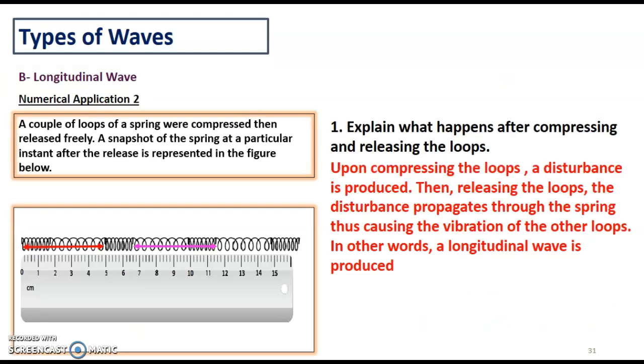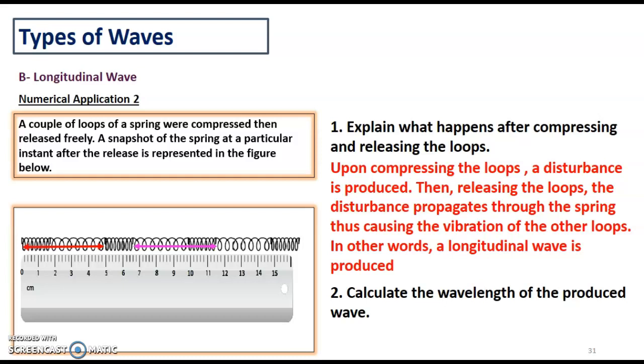Application on longitudinal wave. A couple of loops of a spring were compressed, then released freely. A snapshot of the spring at a particular instant after the release is represented in the figure below. Explain what happens after compressing and releasing the loops. Upon compressing the loops, a disturbance is produced. Then releasing the loops, the disturbance propagates through the spring, thus causing the vibration of other loops. In other words, a longitudinal wave is produced.